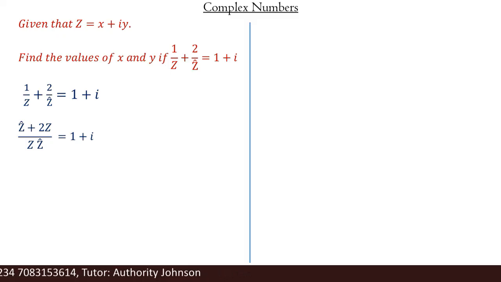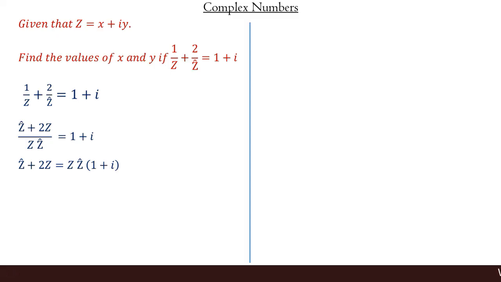Now let's go. When we add these left hand side terms together, we have z bar plus 2z all over z z bar is equal to 1 plus i. All right, good. From here, we can cross multiply. So when we cross multiply, we are going to have z bar plus 2z is equal to z multiplied by z bar, open brackets, 1 plus i.